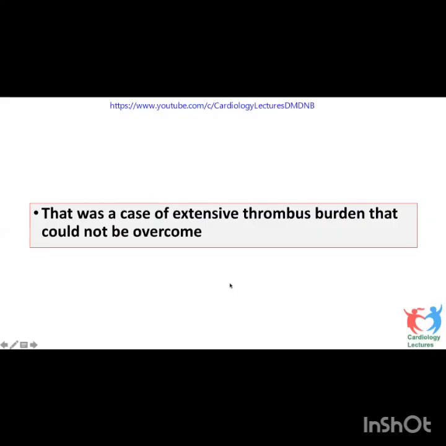So this was a case of extensive thrombus burden, which was very resistant to all that we did. Multiple thrombus aspirations, local delivery of tenecteplase into the thrombus using a microcatheter, repeat thrombus aspiration, some balloon dilatations also we did. I didn't show the sequence in the interest of time, but we just could not overcome this thrombus burden. We could not resume good antegrade flow in this case.